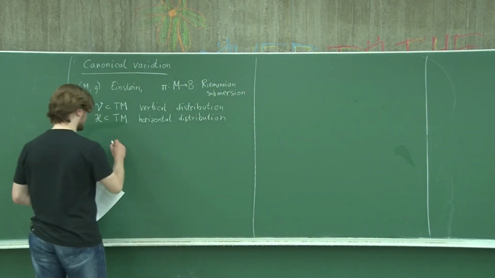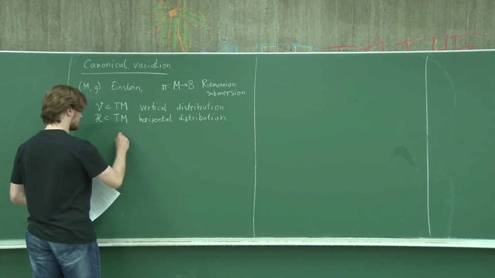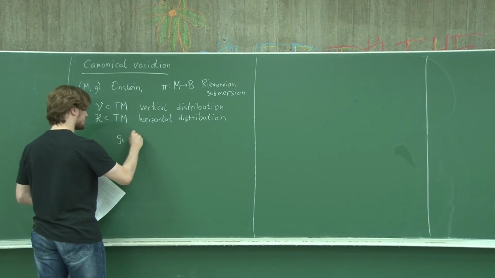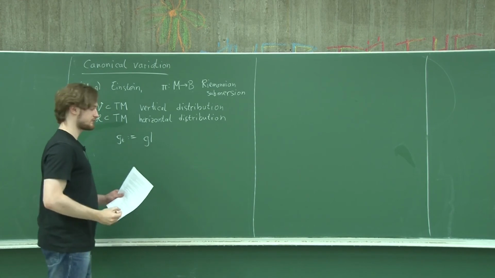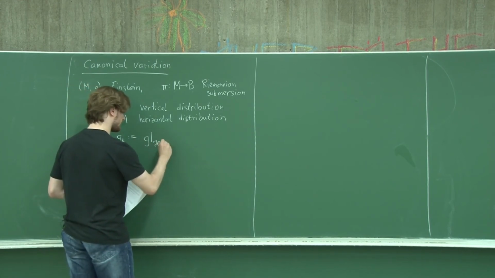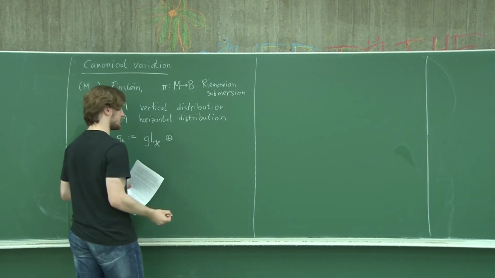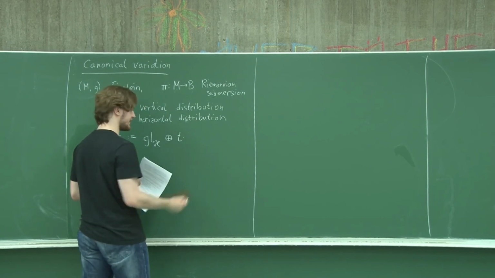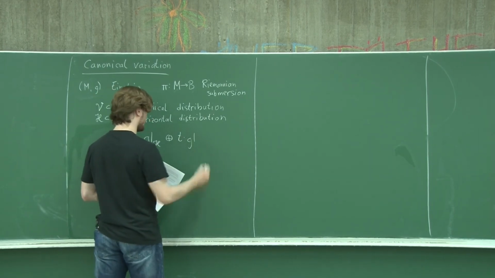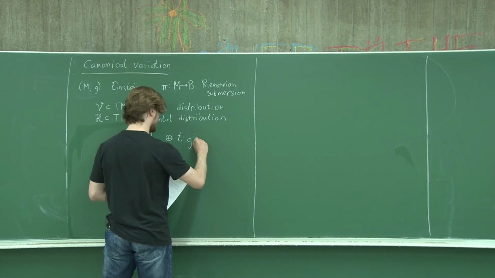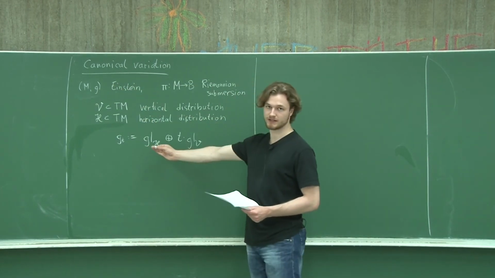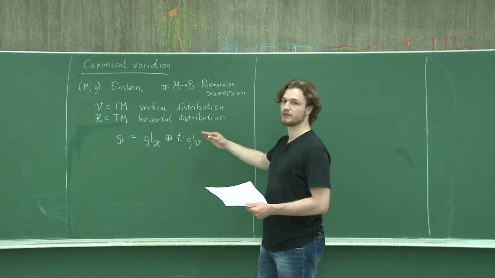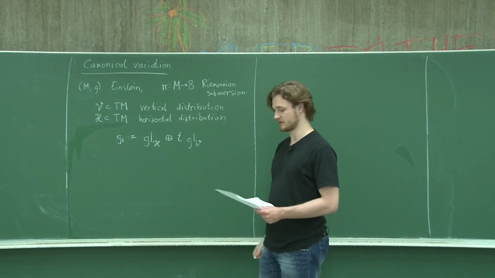We define a curve or a family of metrics G_T as follows. We take the same metric G on the horizontal distribution, but on the fibers, we scale the metric with a factor T. So the base manifold stays the same size in effect, but the fibers vary in size.